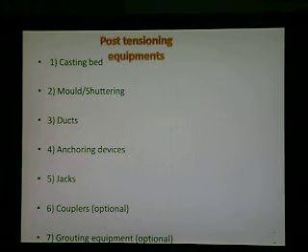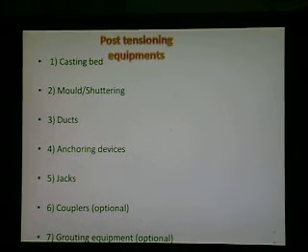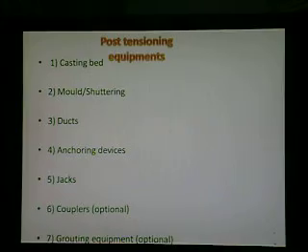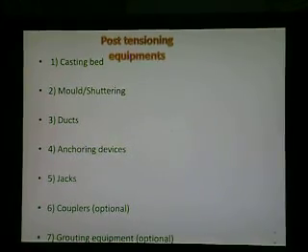Post-tensioning equipments: casting bed, mold or shuttering, ducts, anchorage devices, jacks, couplers, grouting equipment.